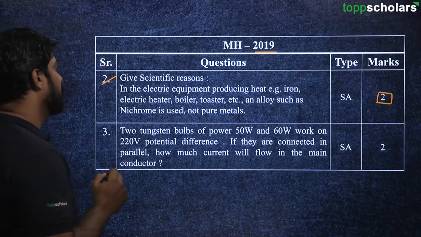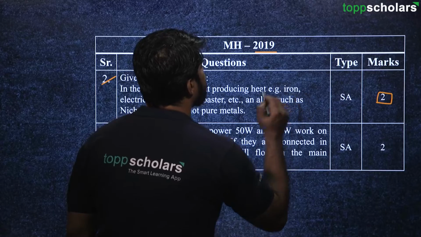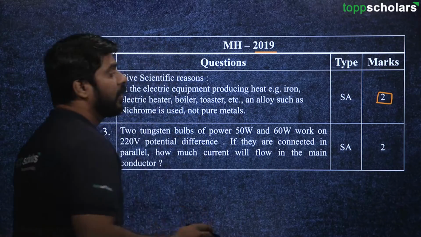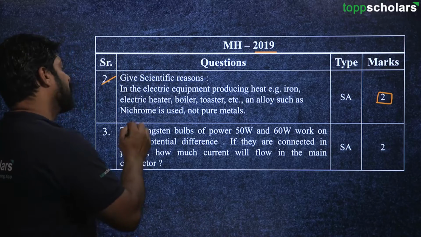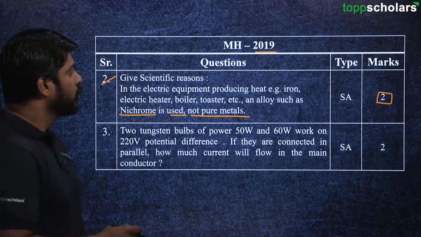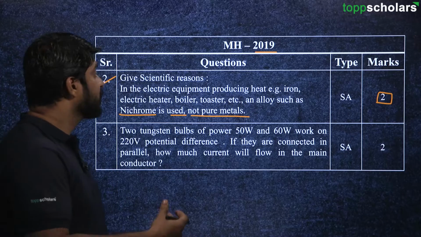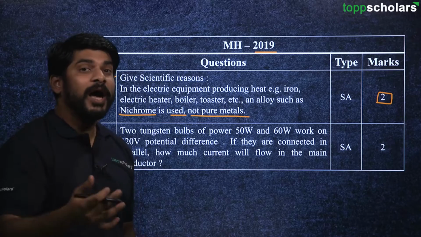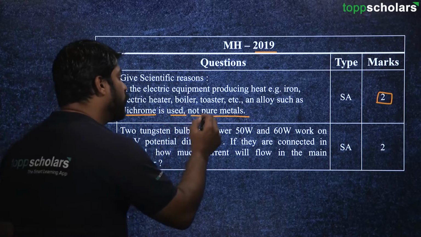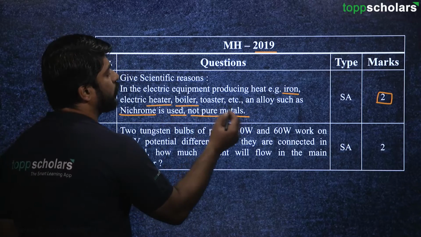So the question here is, in the electric equipment producing heat, example iron, electric heater, boiler, toaster, etc., an alloy such as nichrome is used, not pure metals. So this is a scientific statement that is given. So we have to give a scientific reason. So why do people use nichrome instead of pure metals in the electric iron, then heaters, boilers, toasters, etc.?